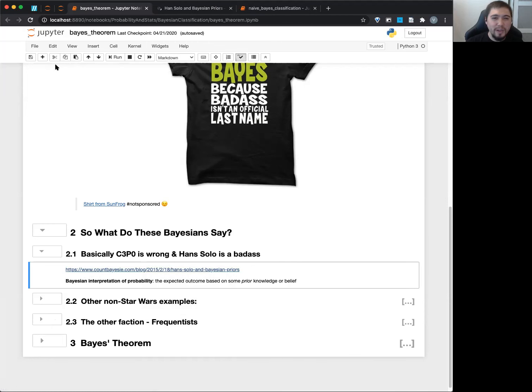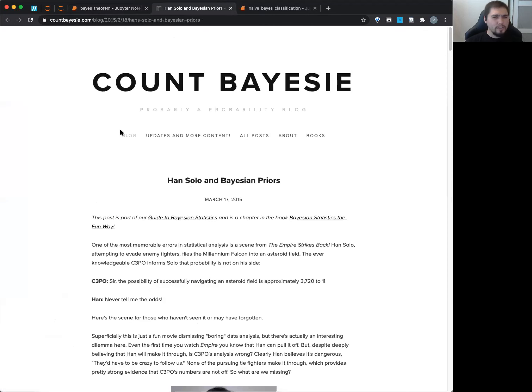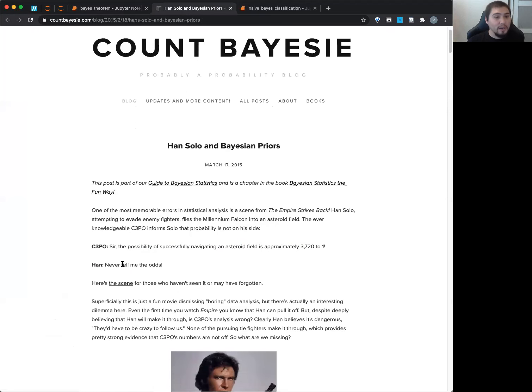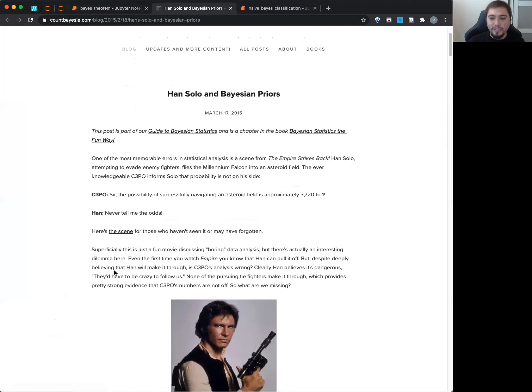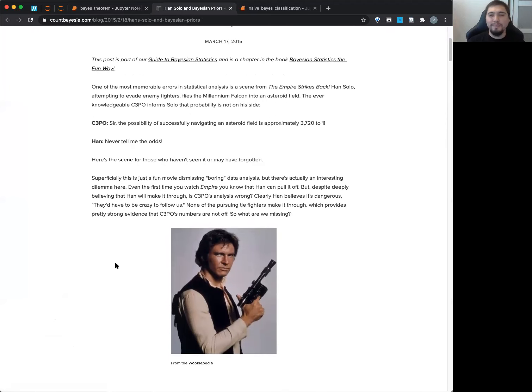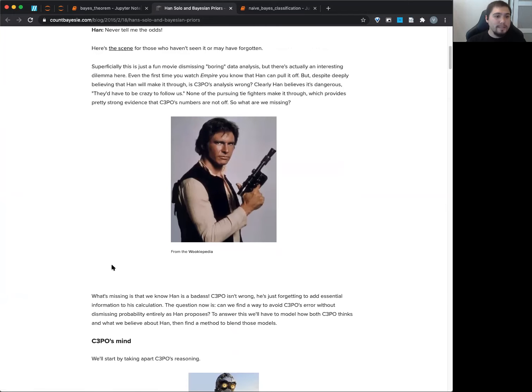It's a cool idea: they're using Bayes' theorem to figure out, if you're Star Wars fans, in the first movie, Han Solo is flying through the asteroid field, and C-3PO says, sir, the possibility of successfully navigating an asteroid field is approximately 3,720 to 1. And Han says, never tell me the odds. This blog does a fun job of literally going through the odds and asking how likely Han Solo is to actually get through. I won't go through the full details, but it's a great read. It's mathematically sound, and it's based around Bayes' theorem.